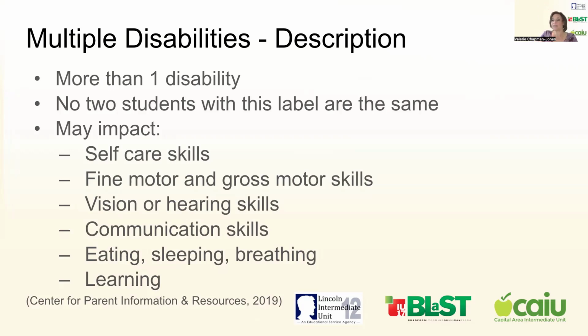Students with multiple disabilities may have difficulties with eating. So you might see students who are tube fed, for example. Sleeping: again, their sleep and wake cycles might be a little bit different, and these might be students you see sleeping during part of the school day. Or they may have breathing issues. You may see students who have a tracheotomy and have to be suctioned, for example, by a nurse. And having multiple disabilities often is going to affect their learning.